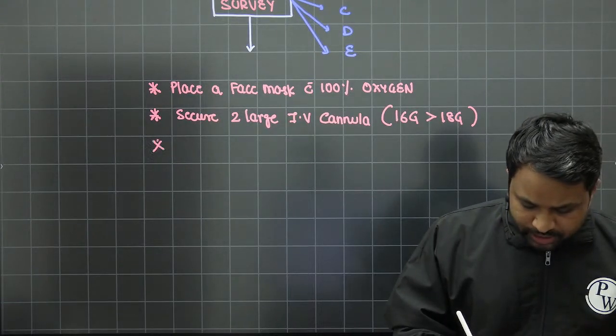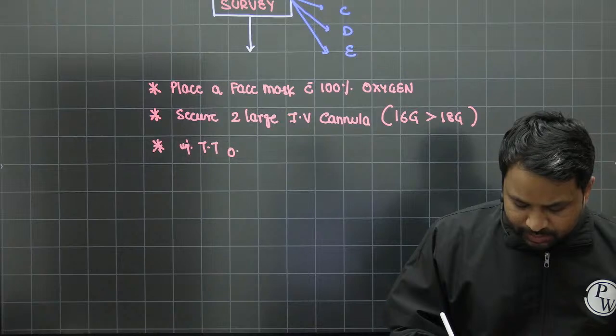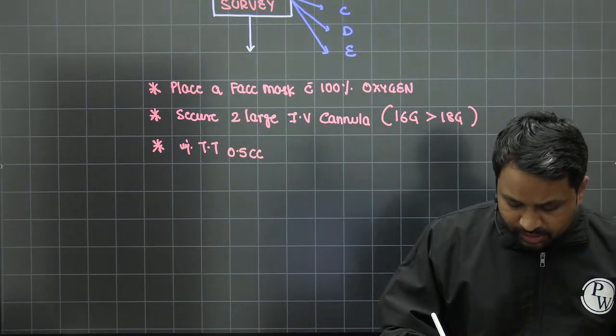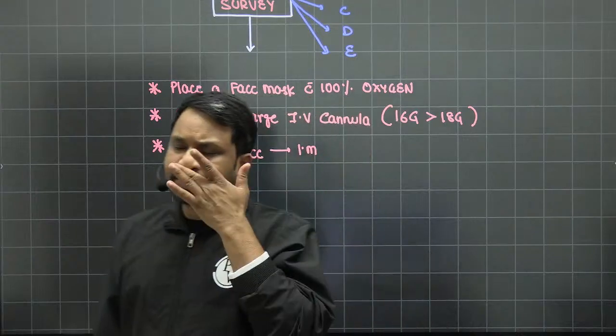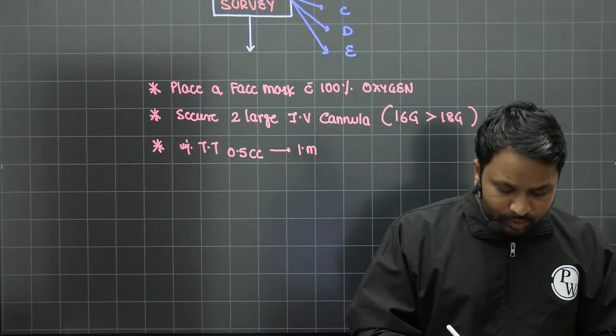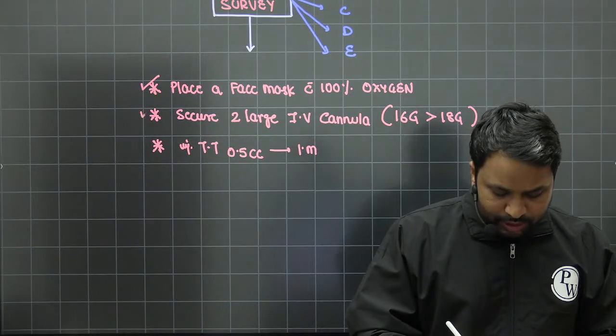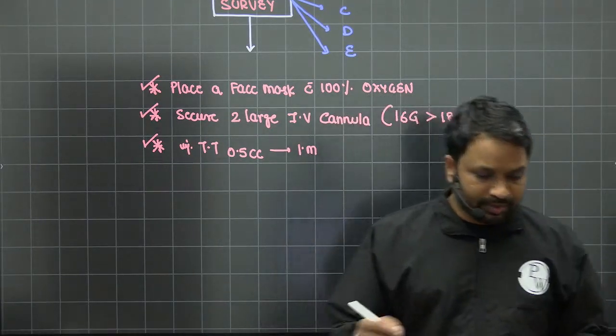Now all patients of burns who come to you should be given an injection of tetanus toxoid, that is TT, 0.5 cc intramuscular. It's a prophylaxis. So I'm going to put a mask, oxygenate the patient, secure 2 large IV cannulas, and give a TT shot. This is what you have done in the immediate form.